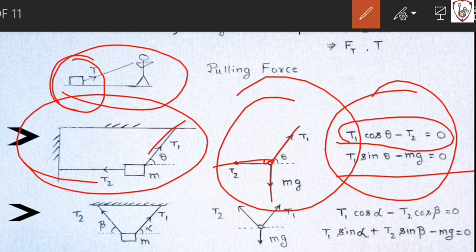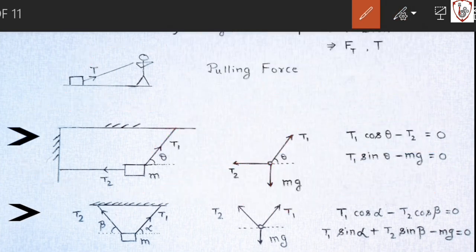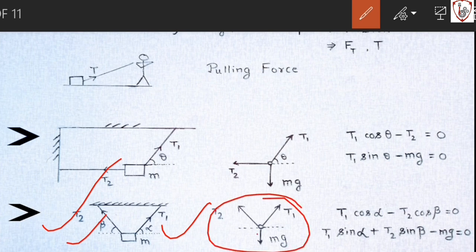Clear? Take the third example here, this one. The block M is connected with two strings making angles alpha and beta with the horizontal in that direction, shown like this. Now draw the free body diagram like this: mg force downward, T1, T2 like this.